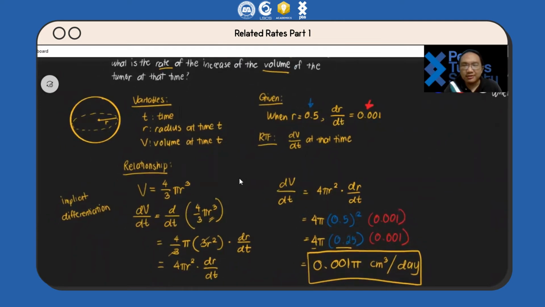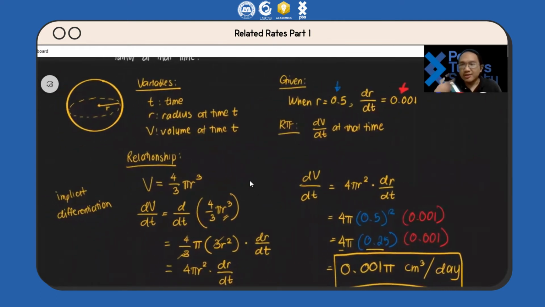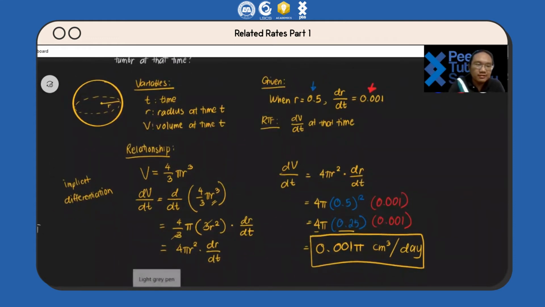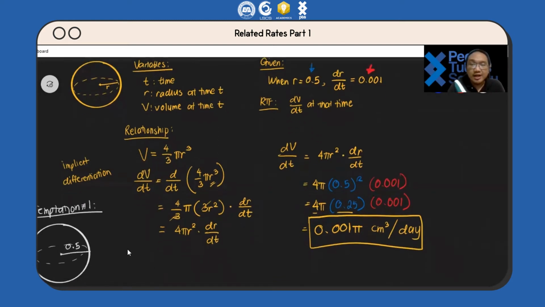Now, while we ponder on the solution over here, it might be interesting to point out some temptations when we're doing related rates problems. So, what's temptation number 1? The first temptation here is drawing the figure. As I draw the figure, you might notice that we deliberately use the variable r. Why not just use r equals 0.5? Will it cause the world to burn or crash? Let's see. Okay, this figure is a bit misleading.